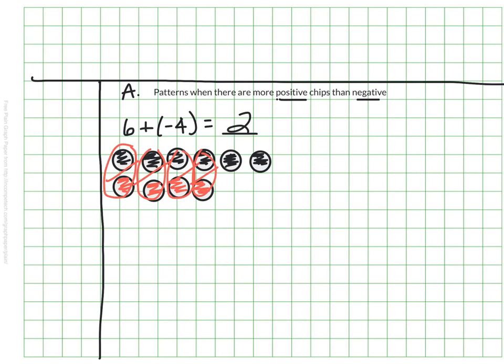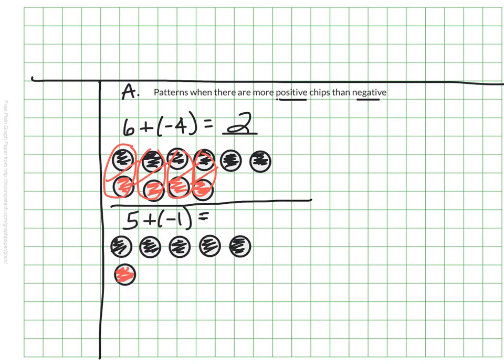So just think about that for a moment. We had 6 plus negative 4 and it equaled 2. See if you can think about any relationship between that set of numbers, and then we'll look at another one. So this time I have 5 plus a negative 1. I'm trying to look at the sum. This time I have 1 zero pair that can be removed, which leaves me with these 4 black chips, which means my answer is 4. So again, think to yourself, is there any connection between 5, negative 1, and 4 that we can start to form as a pattern?